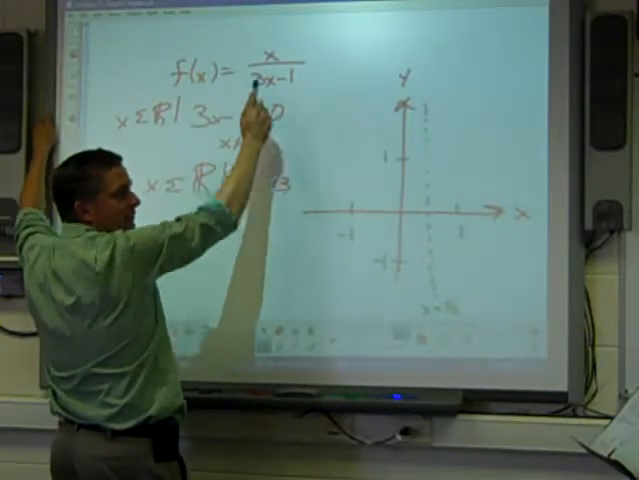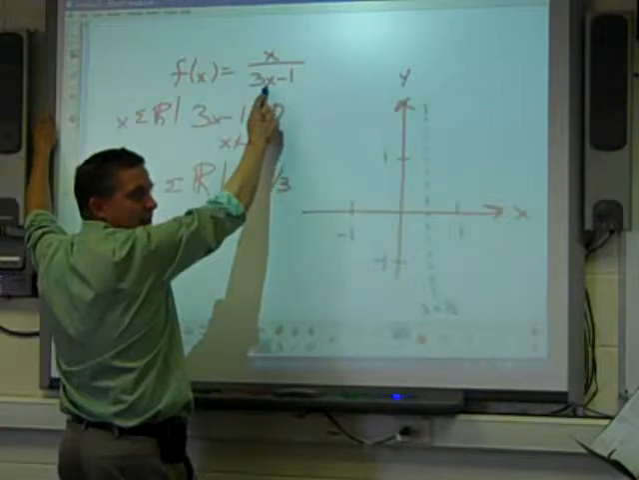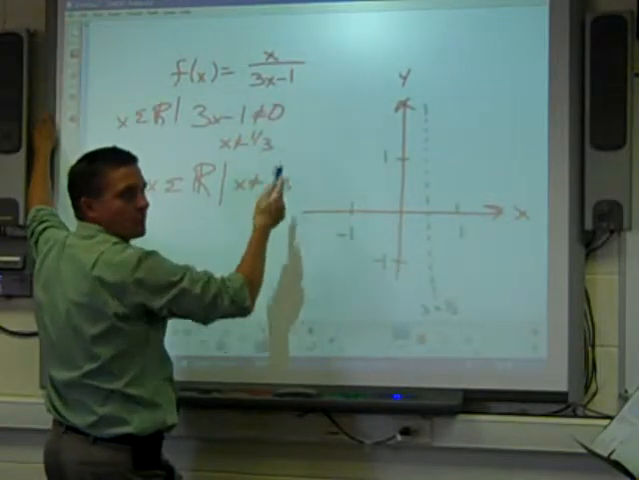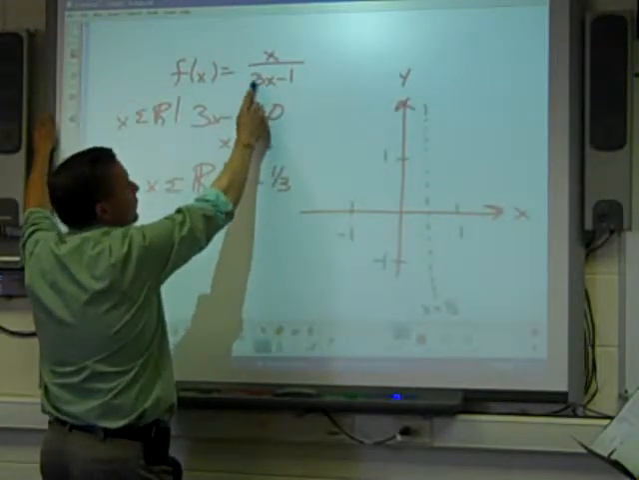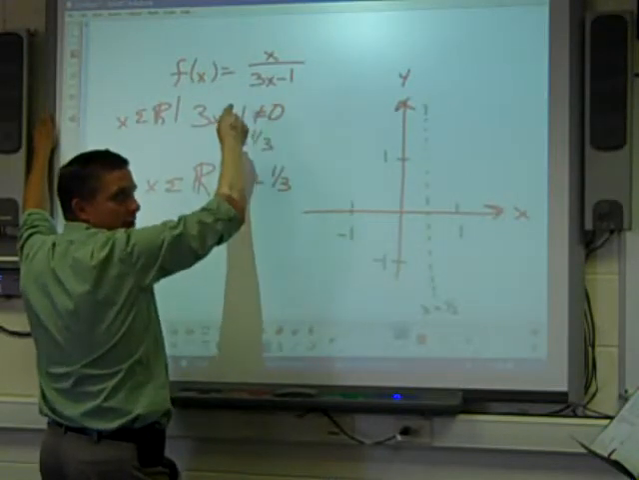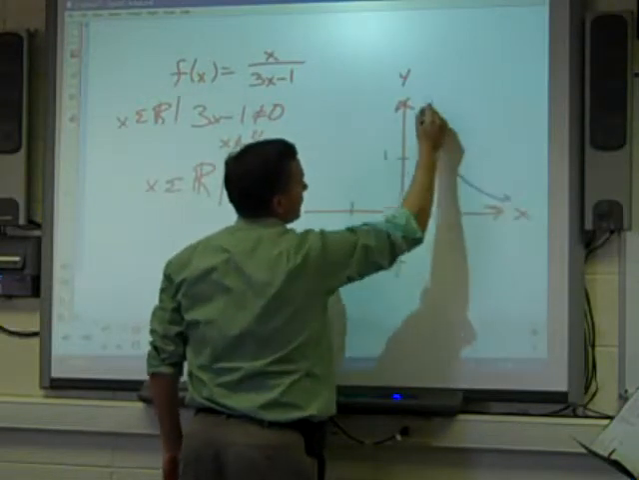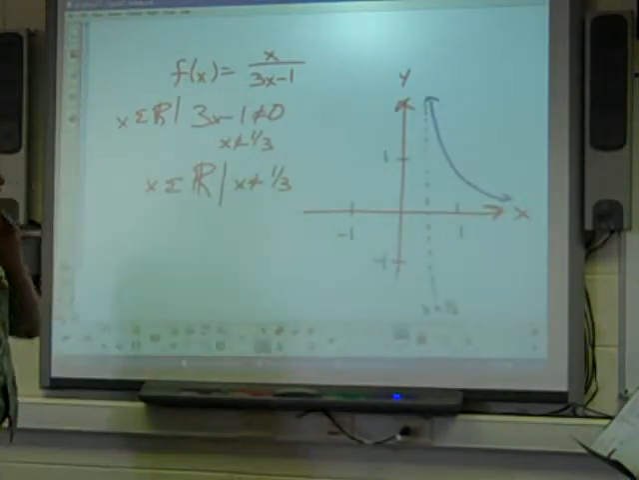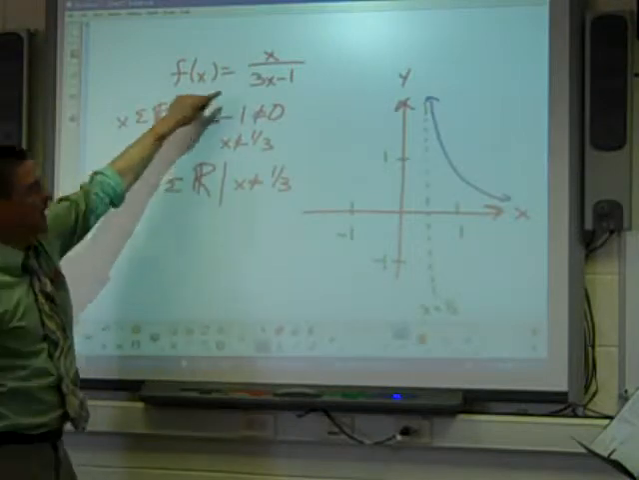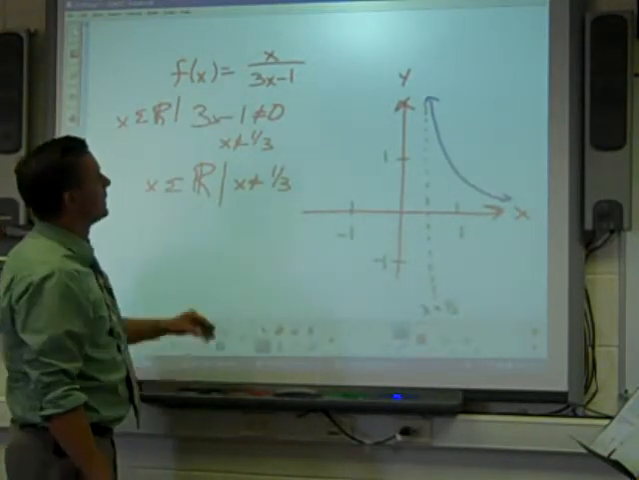As we get close from the positive side, this will be a little bigger, like 0.5. So 3 times 0.5 is 1.5. 1.5 minus 1 is 0.5. So you're going to get a fraction which gets smaller and smaller on the bottom. So this is going to be some sort of asymptote like this. And as you get really big, the bottom gets much bigger than the top, so it gets closer and closer to 0.